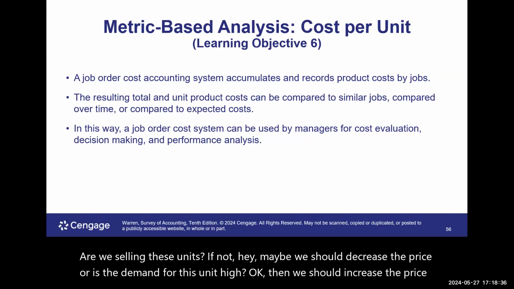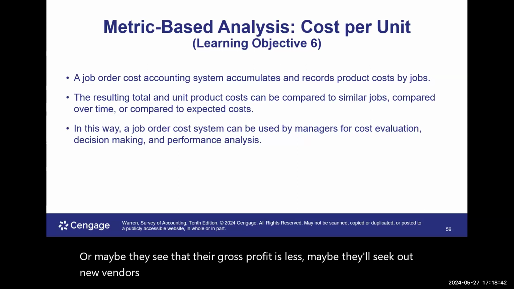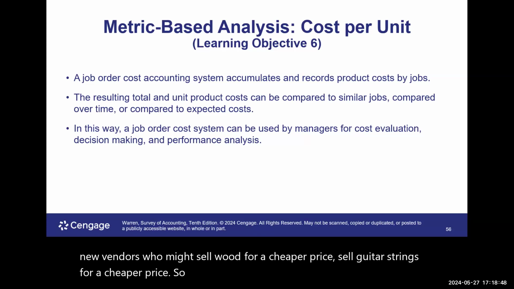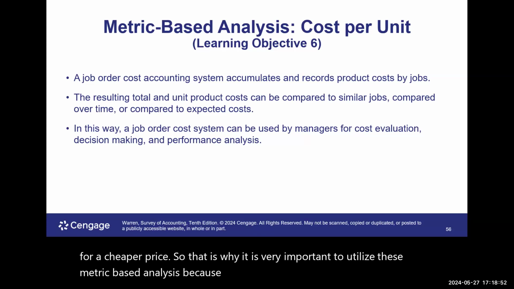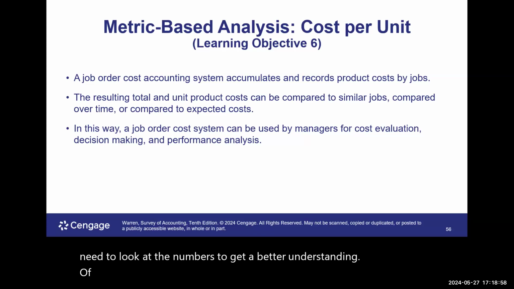Or maybe they see that their gross profit is less. Maybe they'll seek out new vendors who might sell wood for a cheaper price, sell guitar strings for a cheaper price. So that is why it is very important to utilize these metric-based analyses, because obviously before decisions are made, they need to look at the numbers to get a better understanding of what the potential impact would be of the decisions that are going to be made.